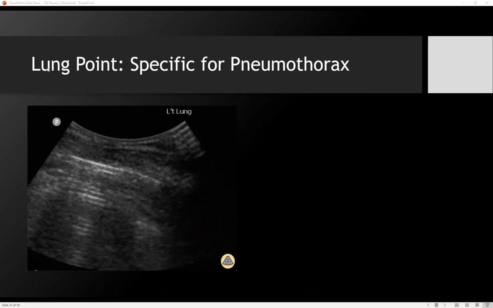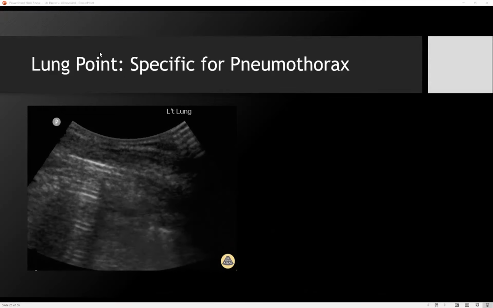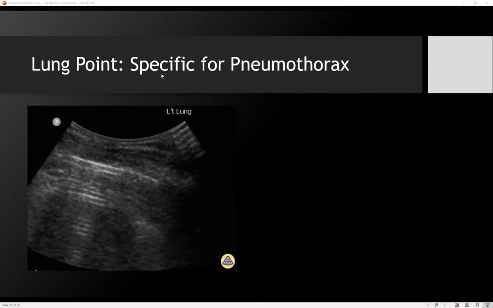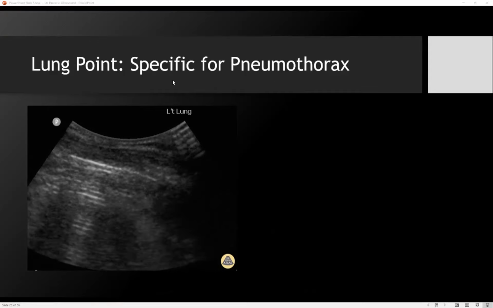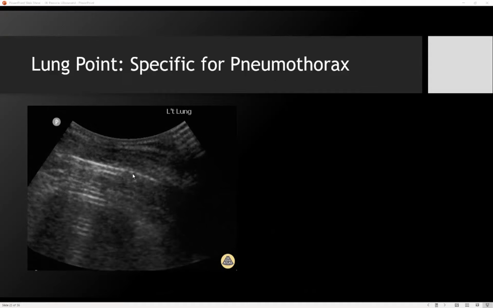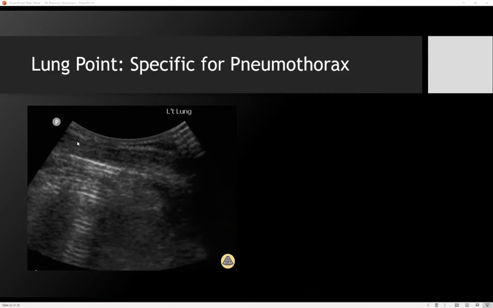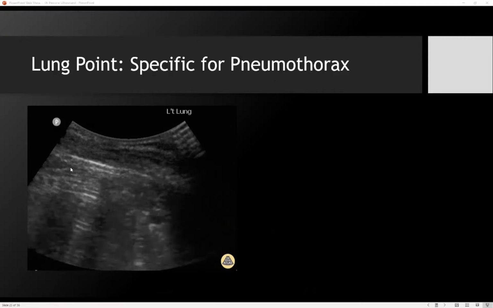So before we do that, lung point, very famous. Everyone hears about it. It's always on the boards, right? Lung point is the only finding that's really 100% specific for a pneumothorax. And what you have here is some lung that's not sliding and then some lung that is, which means that in this case, there's 100% specificity for there being a pneumothorax at this spot.